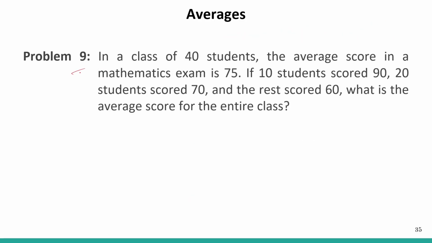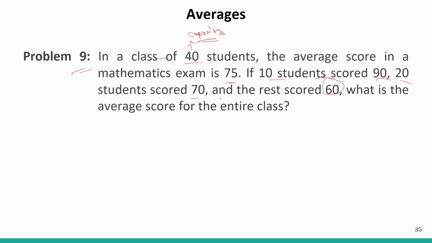So let's see problem number 9. In a class of 40 students, the average score in mathematics exam is 75 and 10 students scored 90, 20 scored 70, and the rest scored 60. So what is the average score of the entire class? Okay, the class has capacity of 40 students.